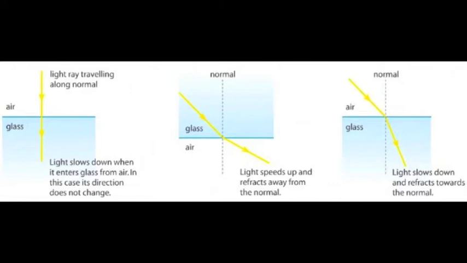If light rays enter the new medium along the normal, they change speed but do not change direction. If light strikes the boundary at an angle, there is a change of both speed and direction. When going from glass to air, the light rays speed up and refract away from the normal. When going from air to glass, the rays slow down and refract towards the normal.